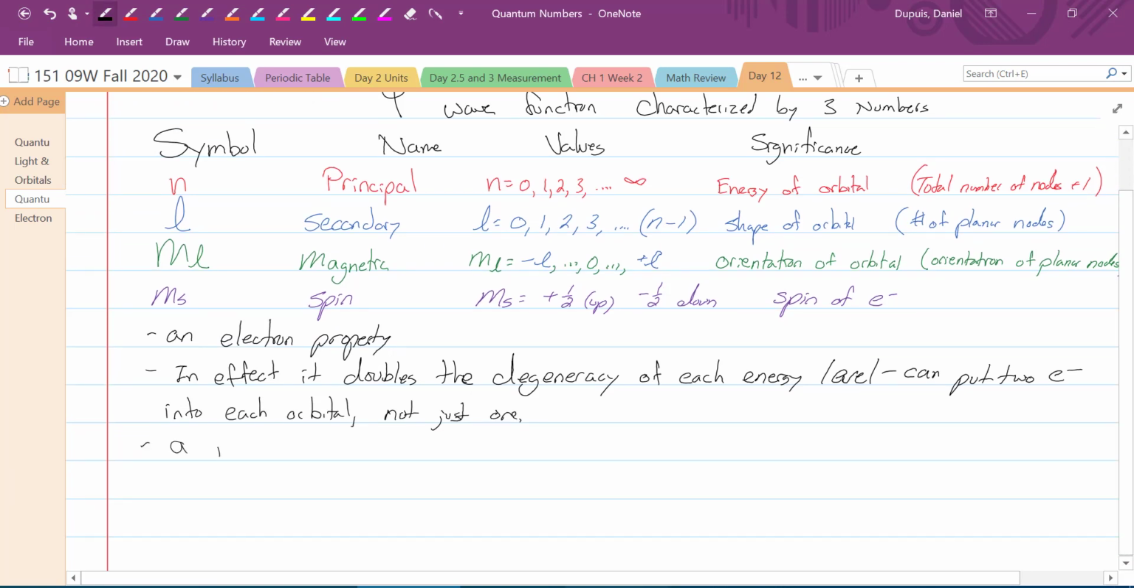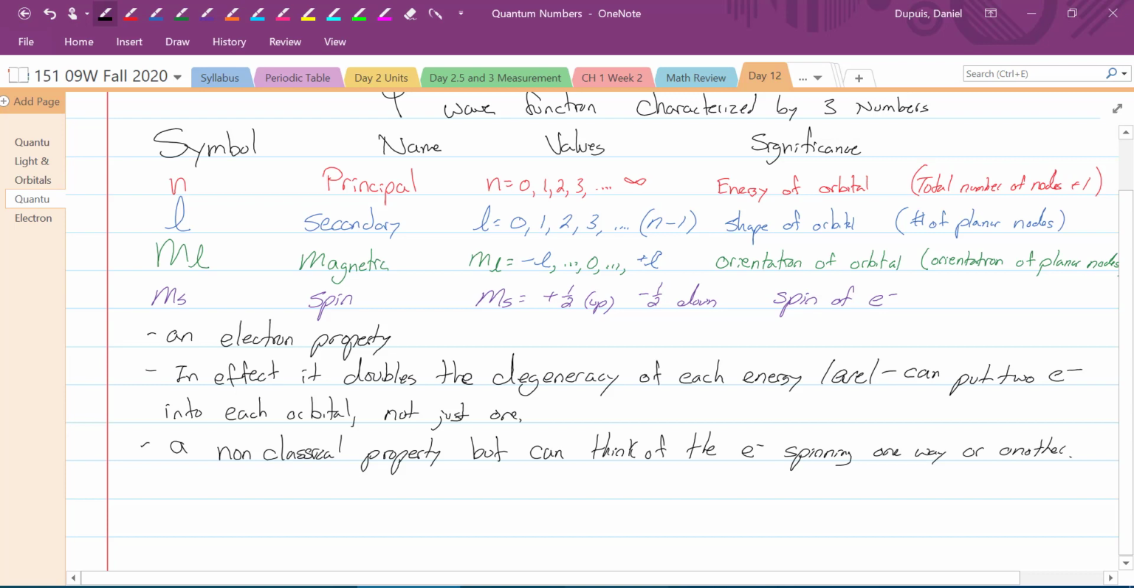Now, of course, it's a non-classical property. So it's not like a baseball spinning one way or the other. Those of you who played baseball or softball, pitchers will put a spin on the ball to help make the ball curve one direction or another. This is not what we're talking about, but you can think of it this way because we can't think of it any other way. You can think of it spinning one way or another.